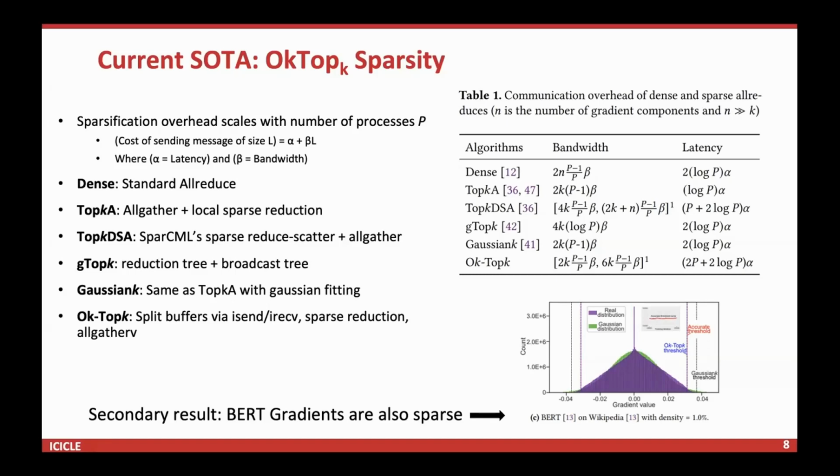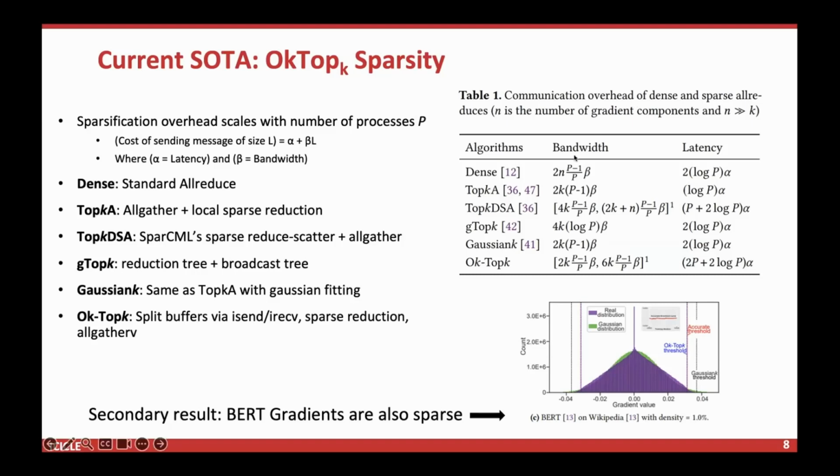There are a bunch of methods. Dense is the standard all-reduce algorithm used to compute the average. There's TopKA, which applies all-gather and local sparse reduction. TopKDSA, which is sparse reduce-scatter and all-gather communication. And gTopK uses a reduction tree and broadcast tree mechanism. And Gaussian K is the same as TopKA with Gaussian fitting. Gaussian K assumes the gradient distribution is Gaussian, so they try to estimate this distribution with some sampled gradients, and then they decide the top 1% threshold. And Ok-TopK splits buffers via send and receive, does sparse reduction, and uses all-gatherv to gather all the gradients.